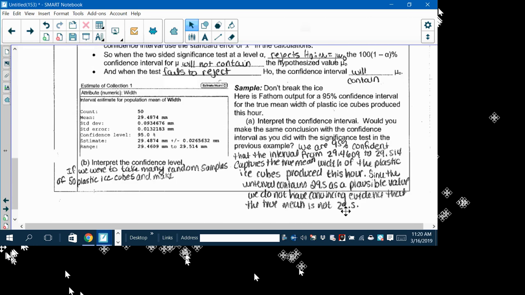Okay, so here we created a 95% confidence interval for the width of those ice cubes, right? And 29.5 is a plausible value in between these two values that we wrote here. Okay, so that gives us evidence to not reject the null hypothesis. Okay.